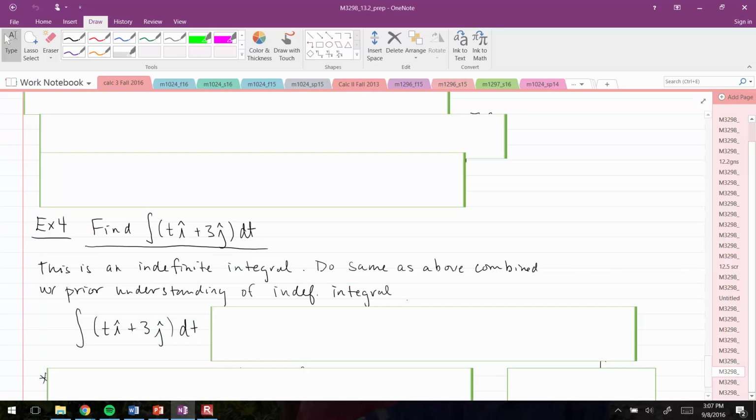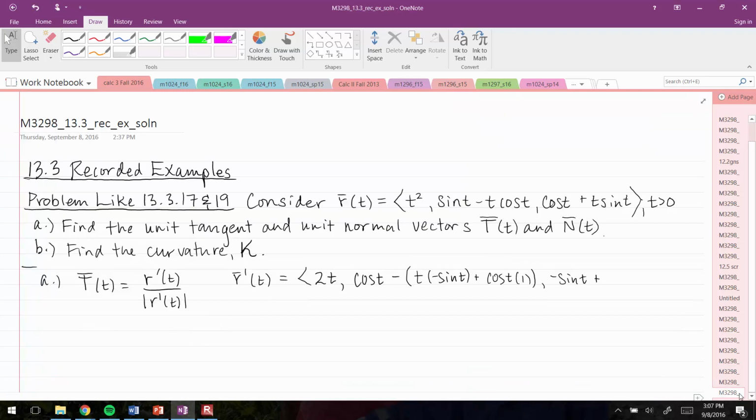Oops, sorry about that. Screen got switched up, the touch screen. Okay, coming back here. So then we're going to have t cosine t plus sine t times 1, which I'll just leave off this time. So a bit of cleaning up here.